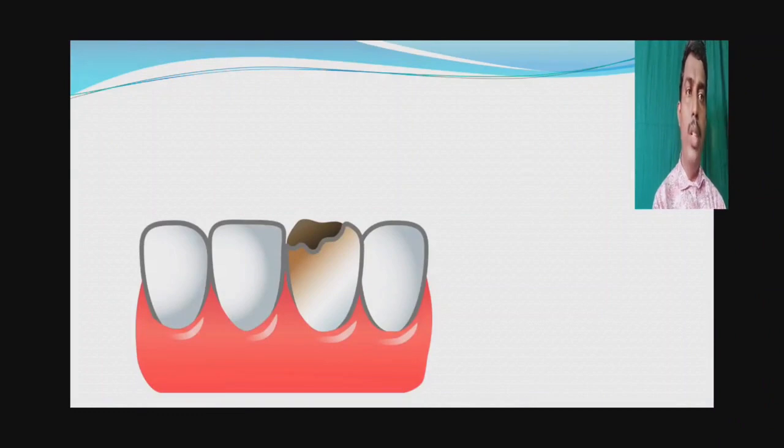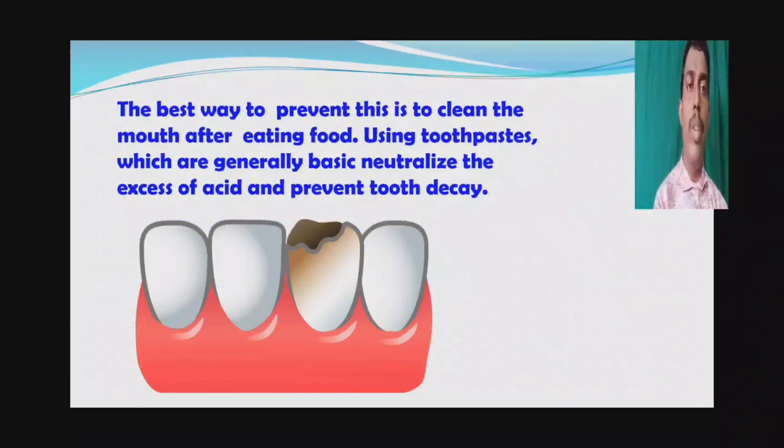How can we prevent tooth decay? What is the best way to prevent tooth decay? The best way is to clean the mouth after eating food, using toothpaste which is basic in nature. By brushing with toothpaste, it will neutralize the excess acid and prevent tooth decay.